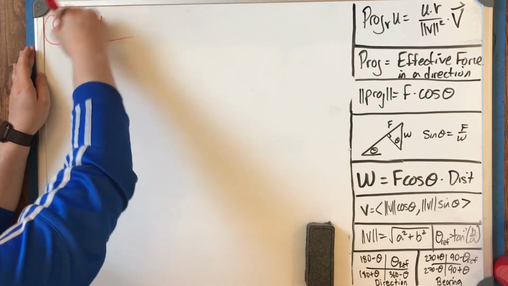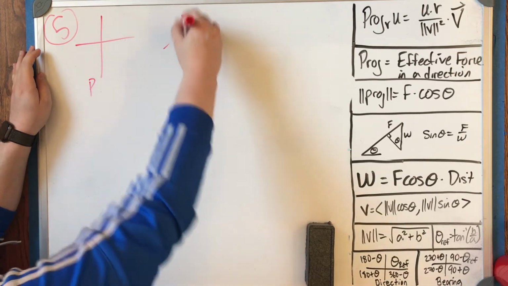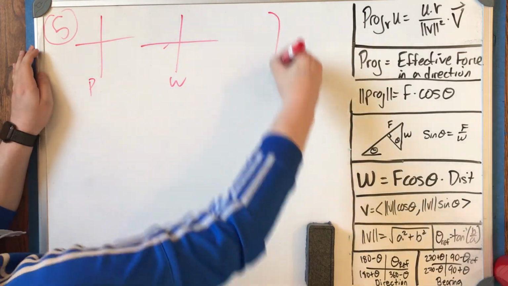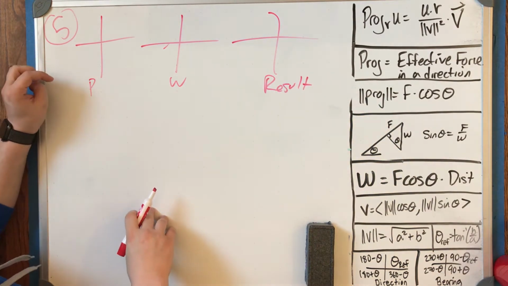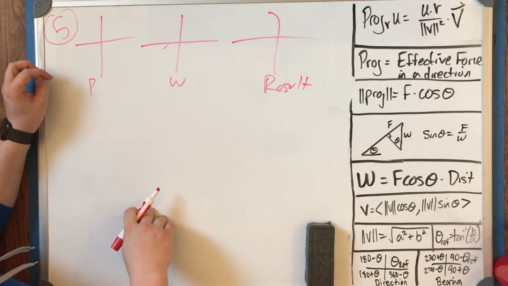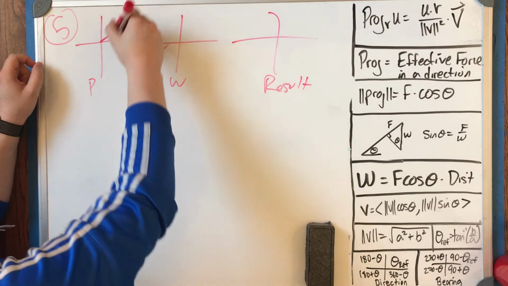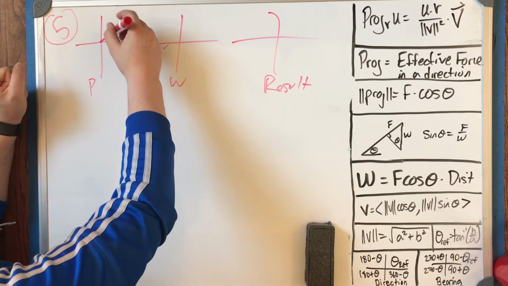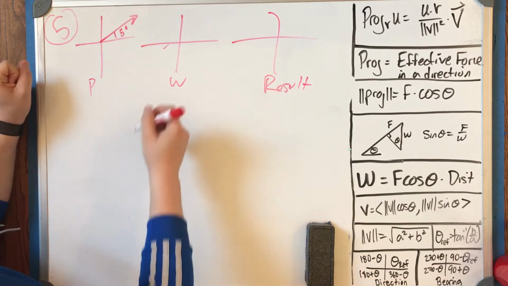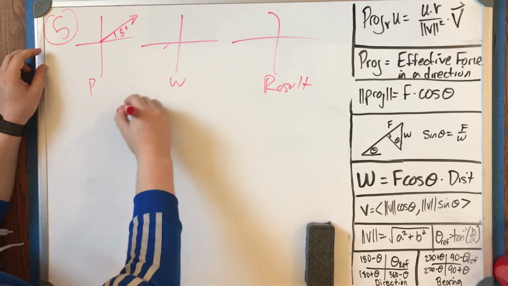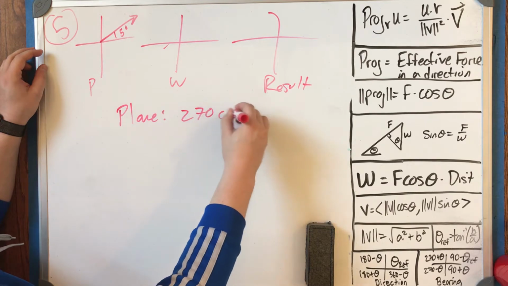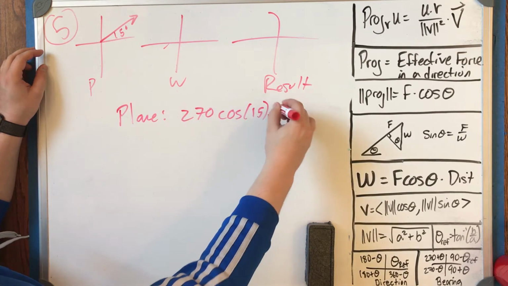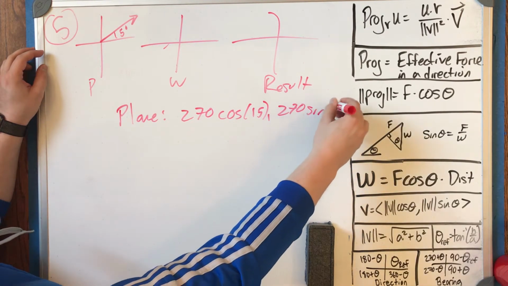This is number 5. We have some sort of plane, we have some sort of wind, we have some sort of result. Let's see, plane's traveling airspeed, heading of 75. Okay, so that's going to be right here. That means that we're going to have 15 degrees as its direction angle. So I can write plane is 270 cosine 15, 270 sine 15.